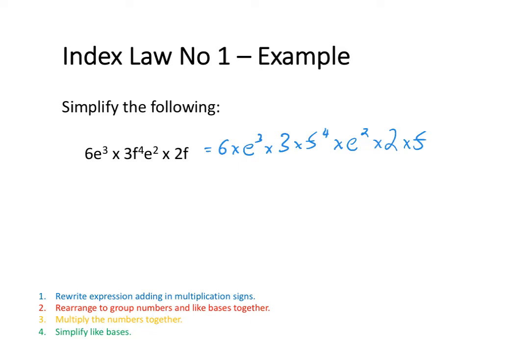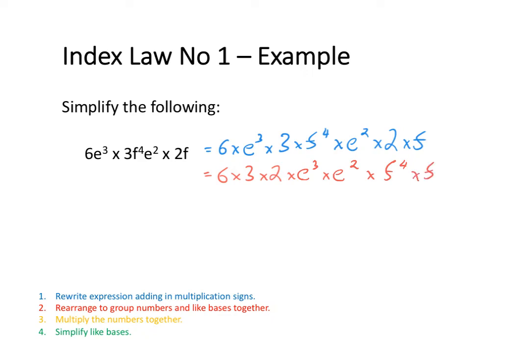Now the next step is to rewrite the expression, this time grouping all my numbers and my like bases together. So I'm going to start off with my 3 numbers. So it's going to equal 6 times 3 times 2. And now I need to look at grouping my like bases together. So in the question, I have 2 bases. I've got e and I've got f's. So first of all, I want to group all my e's together. So e to the power of 3 times e to the power of 2. Then I want to group all my f's together. So f to the power of 4 times f.